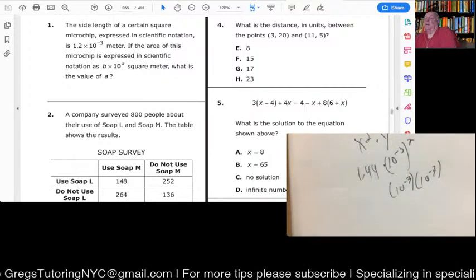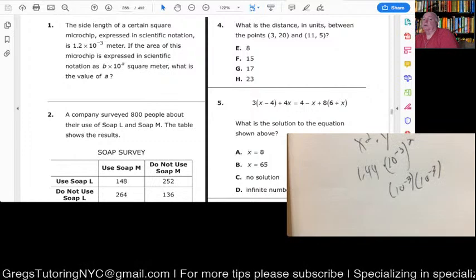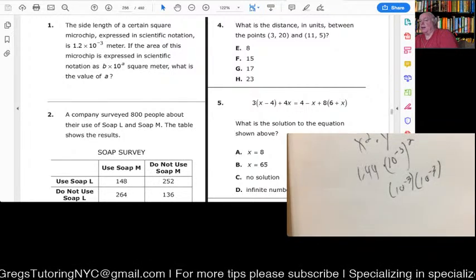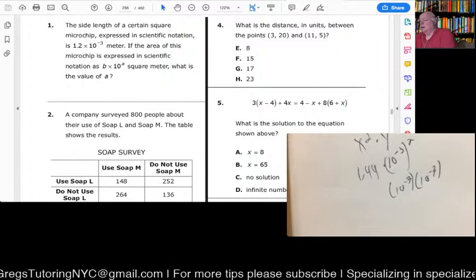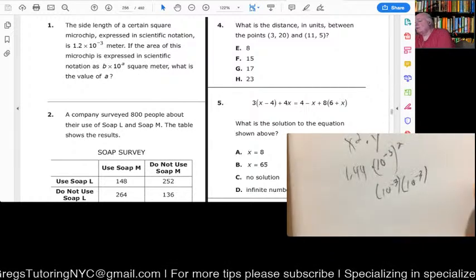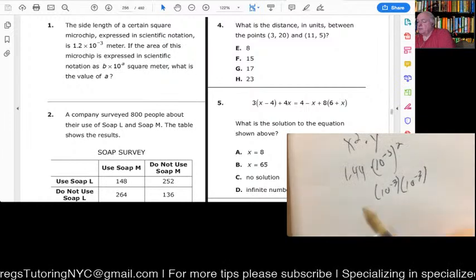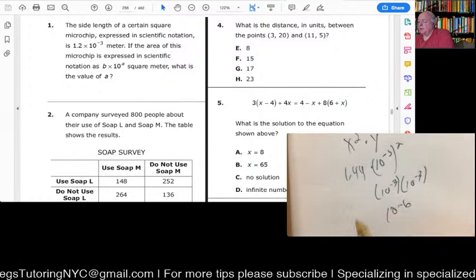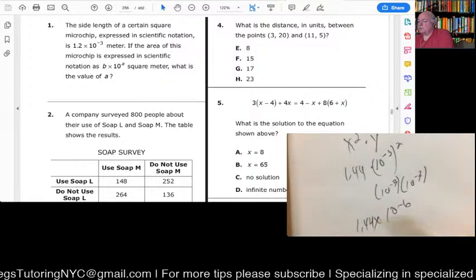So if you don't know your exponent rules, you're screwed. Okay? If you get confused, you're screwed. If you read the problem wrong, you're screwed. Okay? So on the one hand, this is actually kind of a simple example. Let me compute this. So we're going to get 10 to the minus 6. So we get 1.44 times 10 to the minus 6.